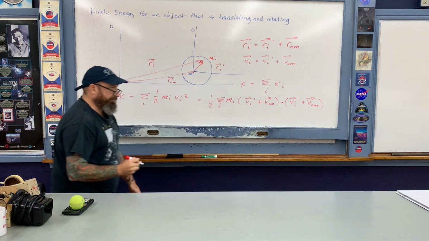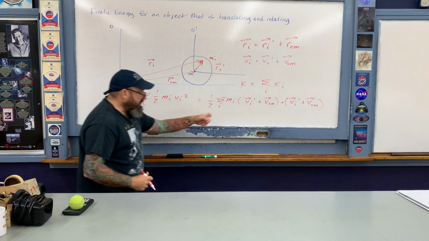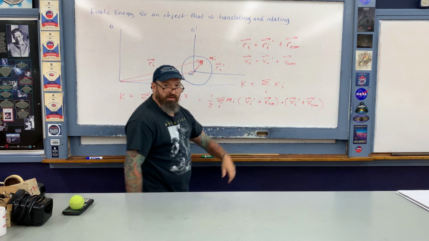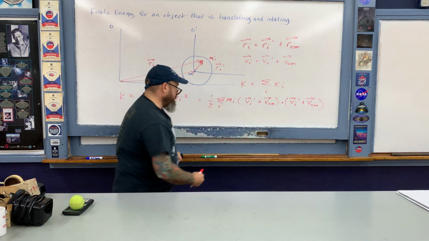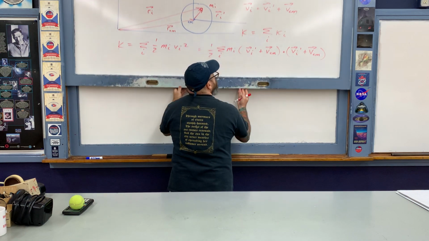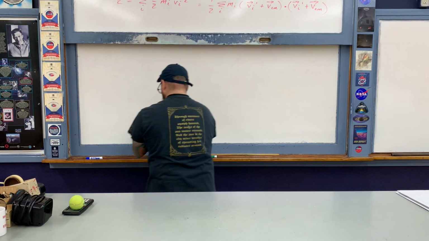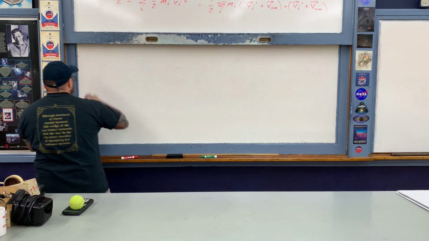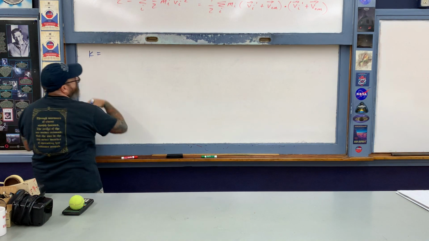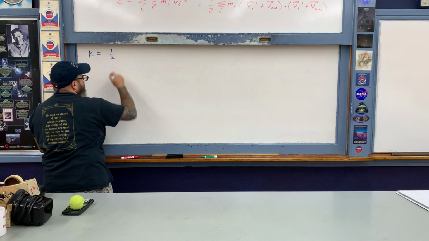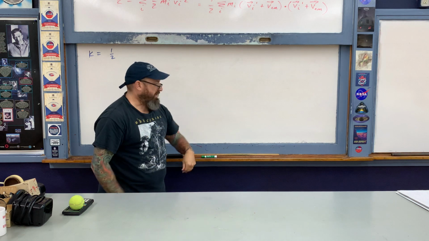Like so. Okay, and then let's just go ahead and FOIL all of this out and then see what we end up with when we do. Okay, I'm going to have to switch to the lower board to do so. Okay, so kinetic energy K equals now 1/2, and we'll go ahead and write each term as we go.